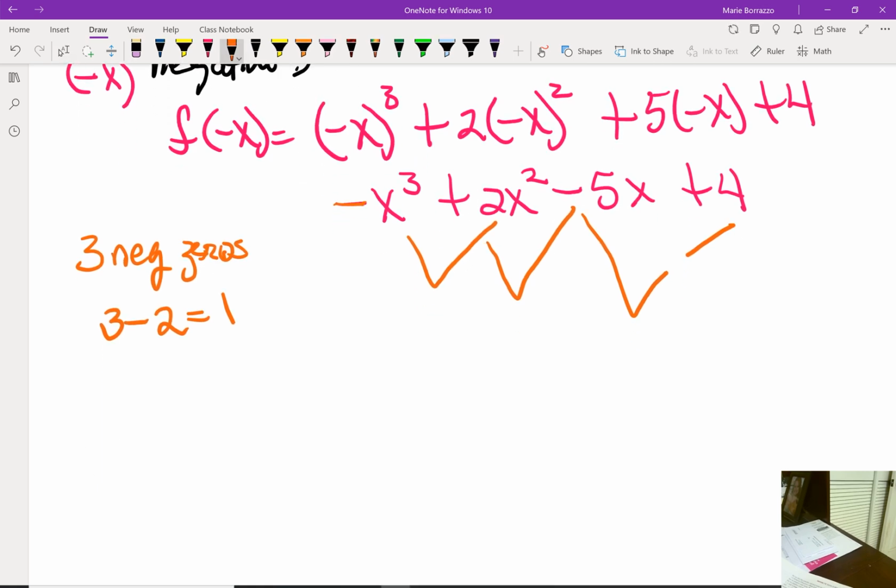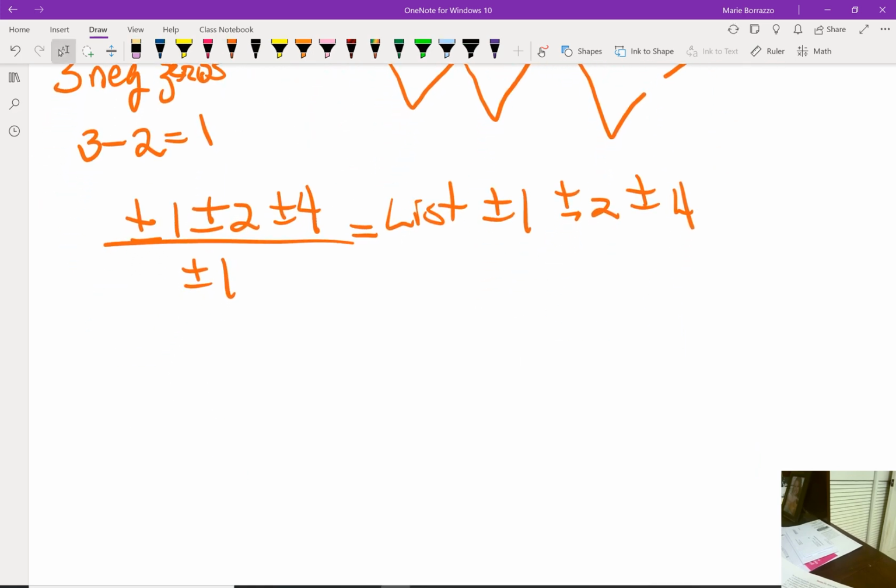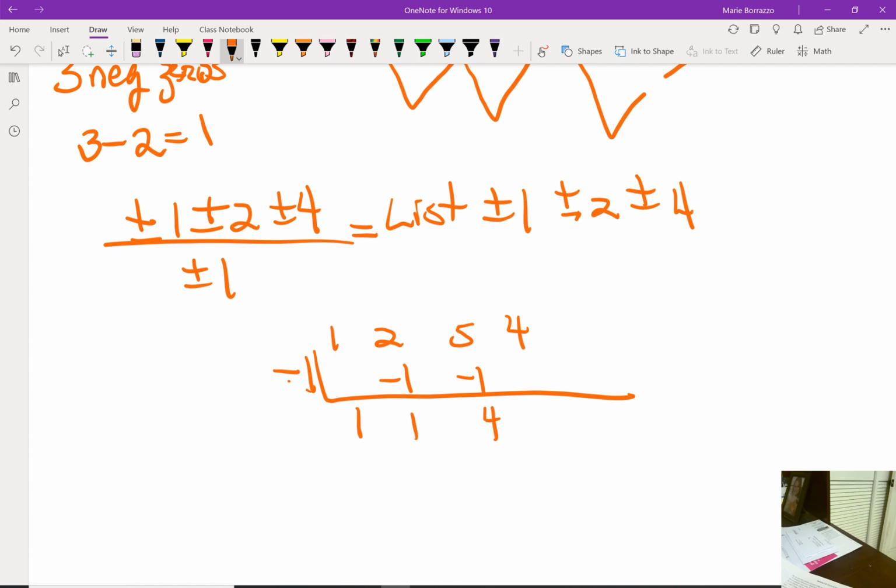If I test this, having looked up the zeros of this equation, the list of possible zeros would be plus or minus 1, plus or minus 2, plus or minus 4, all over plus or minus 1, which means the list of possible zeros is plus or minus 1, plus or minus 2, and plus or minus 4. That's fine because we could start with testing negative 1. If I test negative 1, I've got 1, 2, 5, and 4 from the original. If I drop the 1, this is negative 1 times 1, negative 1. Negative 1 times 4 is negative 4, so that's a 0. So it looks like in this case, negative 1 is a value.